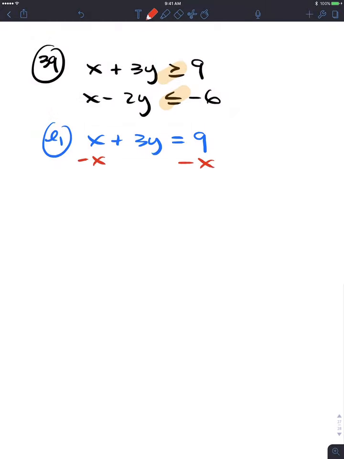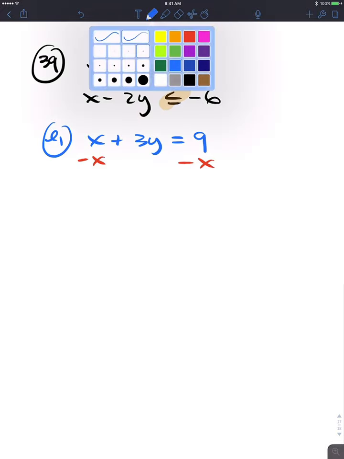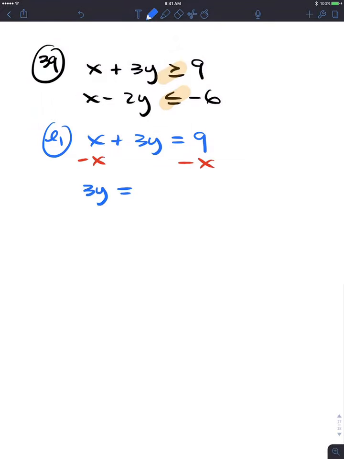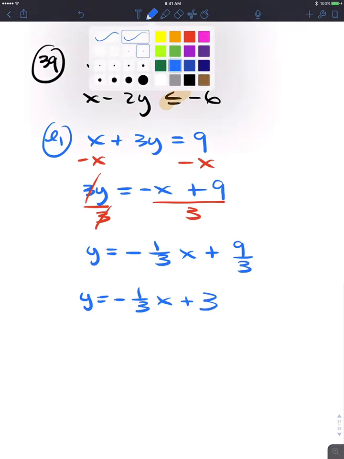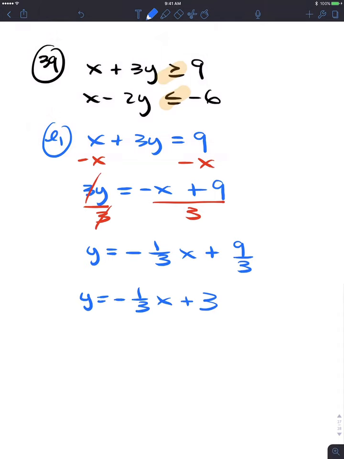Subtract x from both sides. You'll end up with 3y is negative x plus 9. Divide both sides by 3. We end up with y equals negative 1/3 x plus 9/3. You get y equals negative 1/3 x plus 3. And here is what we're going to use. That's our line 1.